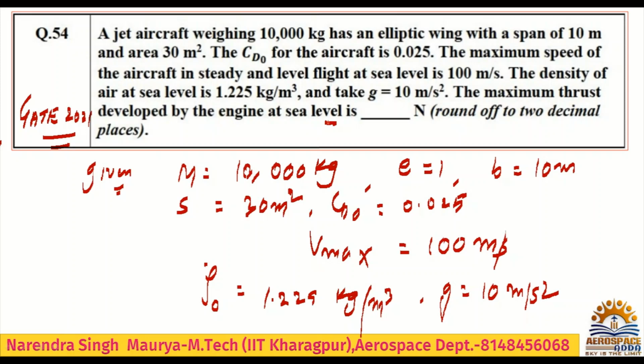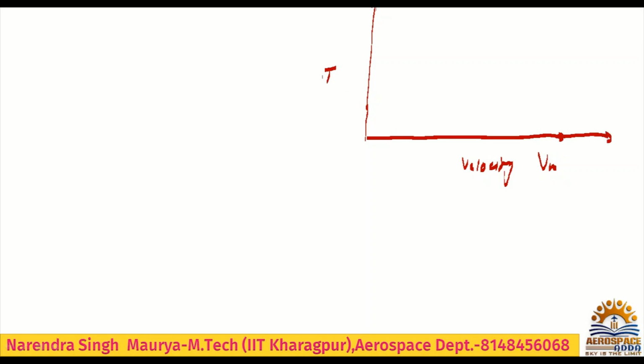Now check. First of all, we should know the concept of where and how you will get maximum velocity. What is the concept for this? It's very simple. If you draw the plot, that plot is nothing but thrust versus velocity, and the velocity is V infinity. I will draw it here.